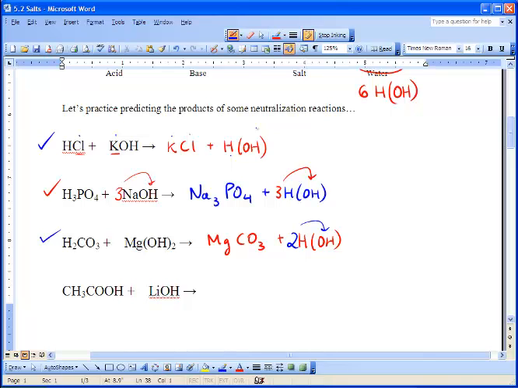And next we've got CH3COOH and lithium hydroxide. So we've got acetic acid and a base, and we're going to get an OH and an H, and we're going to get lithium acetate, and we get water. All right, so we're going to go ahead and try to balance this out, and we've got 1 CH3COO and 1 CH3COO, and then we've got 1 H, 1 H, and 1 OH and 1 OH. All right, it's all balanced.